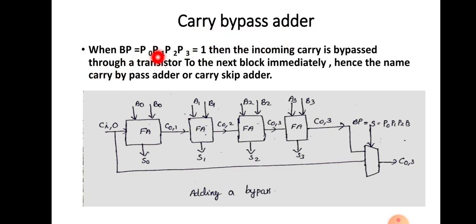So when BP equal to P0, P1, P2, P3 equal to 1, then the incoming carry is bypassed through the transistor to the next block immediately. So for bypassing, at circuit level, we can say that a transistor is used for bypassing. That is why it is getting the name carry bypass adder or carry skip adder. That means we are not looking for this regular carry. We are directly writing that this is the carry output whenever this condition is satisfied.